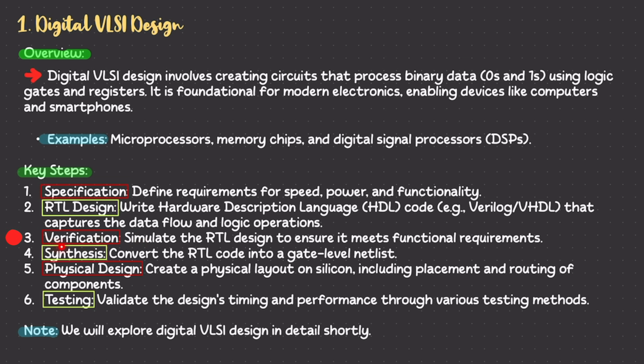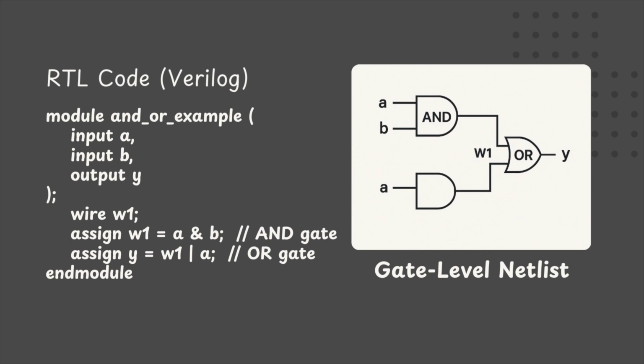The next one is verification. Here we simulate the design to ensure that the chip is going to work as expected. The fourth one is synthesis. Here we convert our RTL design into a gate level representation, which we specifically call a gate level netlist.